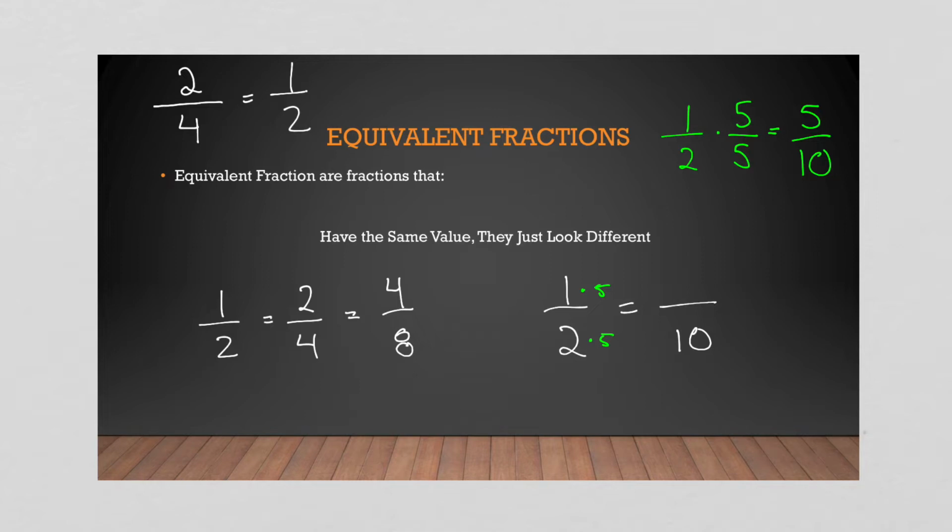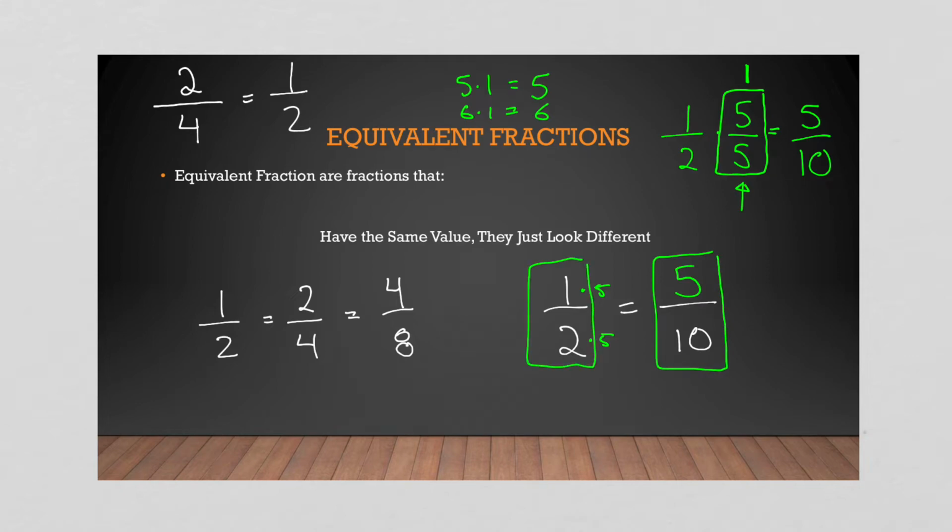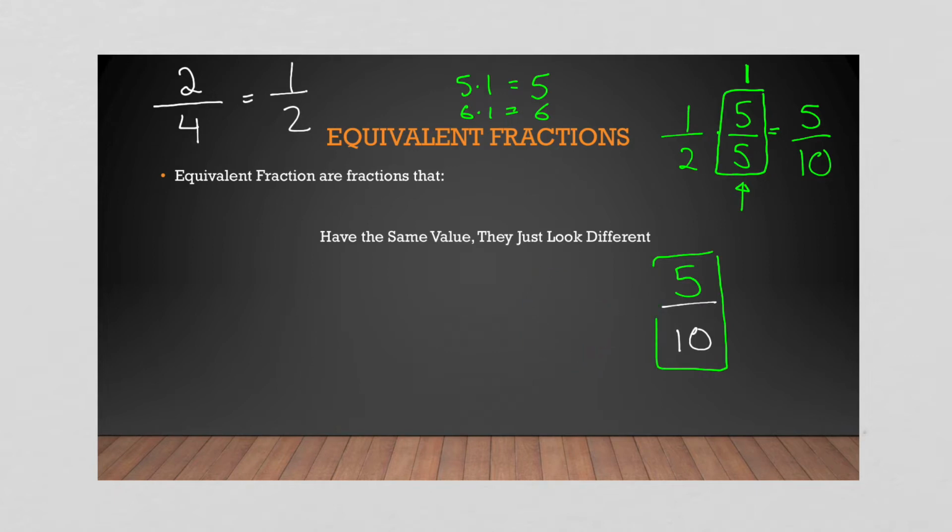But it's because 5 over 5, the same thing to the bottom as you do to the top, is equal to 1. And when you multiply something by 1, you just get that something back, right? So in this case, we're multiplying a half by 1, but we're multiplying it by 1 in the form of 5 over 5, which is why we end up with a different looking fraction, 5 over 10, but the same value as 1 over 2. Right? So we are creating an equivalent fraction that has the same value, it just looks different. All right? So let's look at one more example and then we'll move on.